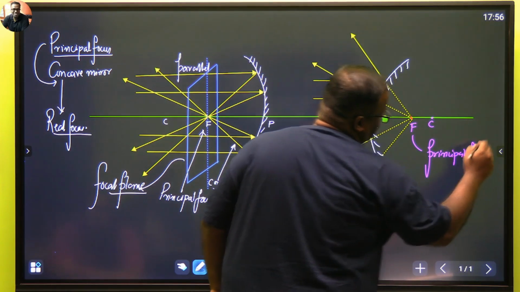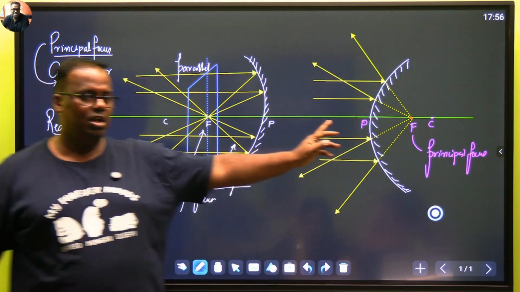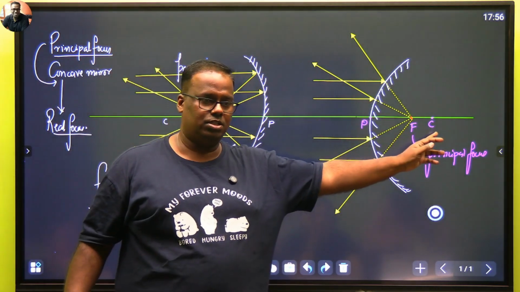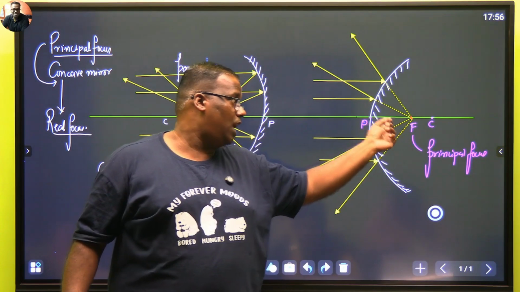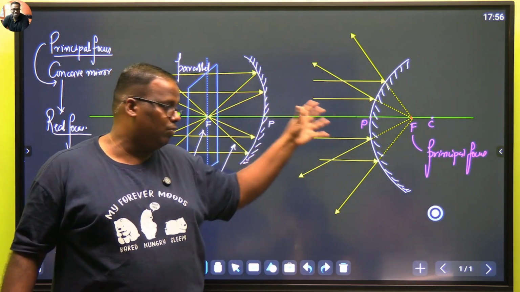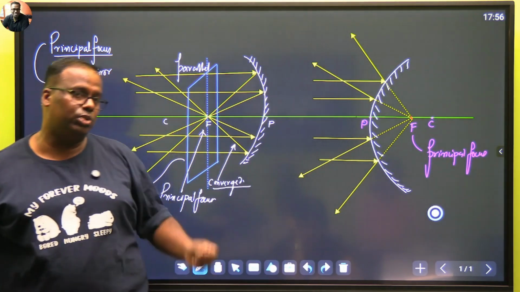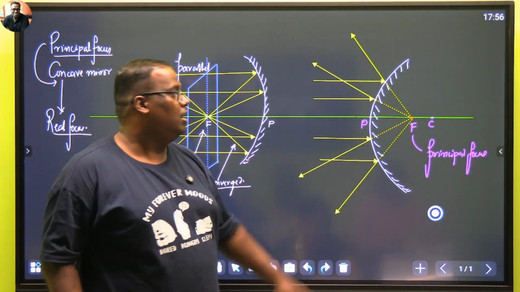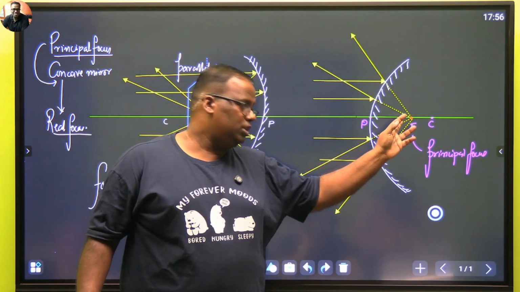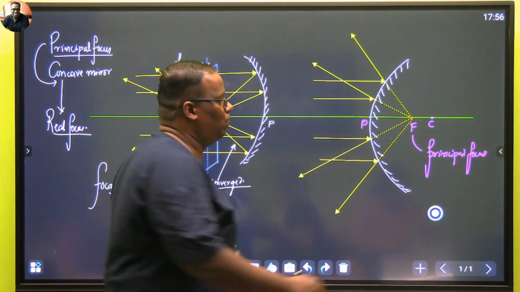So if somebody says define the principal focus of a convex mirror: it is the point on the principal axis from where a beam of parallel rays, after getting reflected from the convex surface, appear to diverge. जहां से एहसास होता है कि वो लोग निकले थे. ठीक है? Now look at these rays. This point is formed by the intersection of all the dotted lines. So this is a virtual focus.